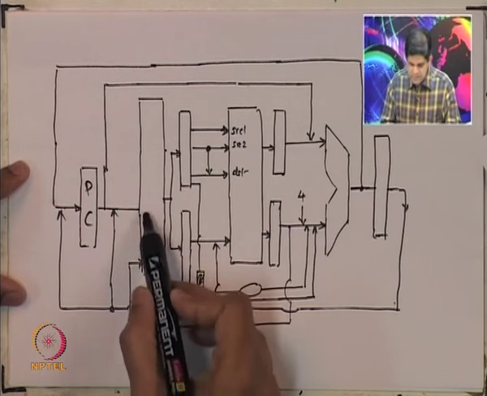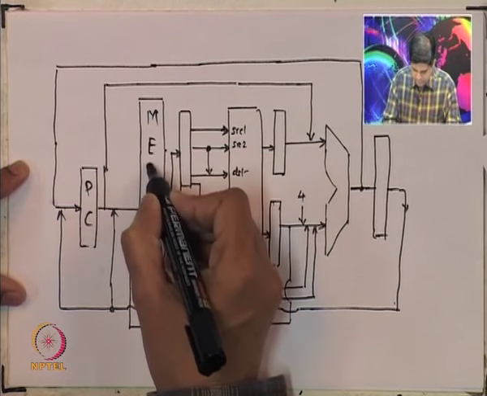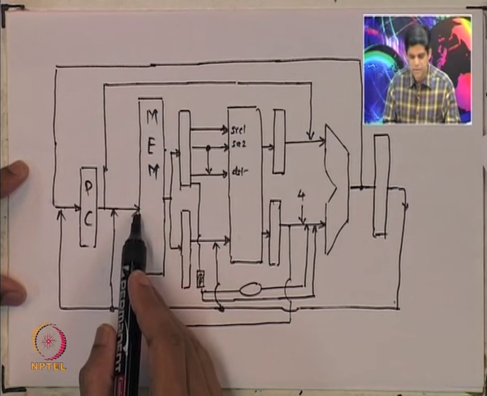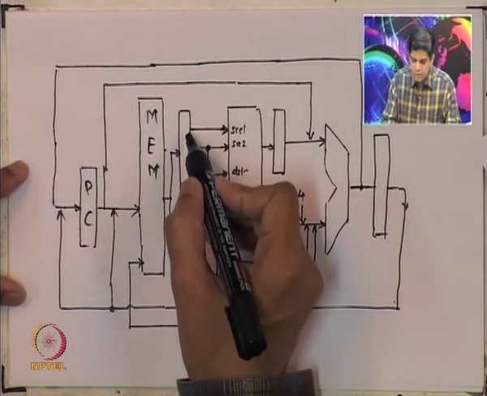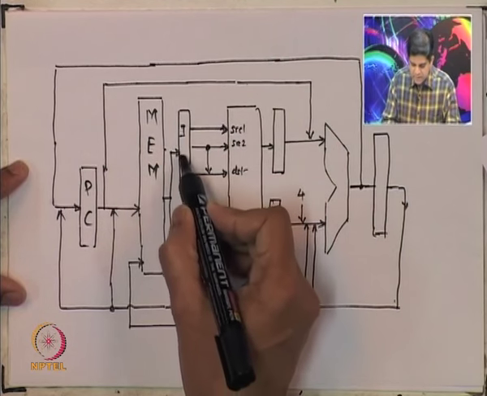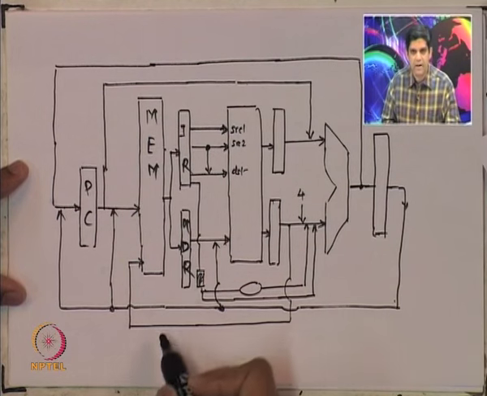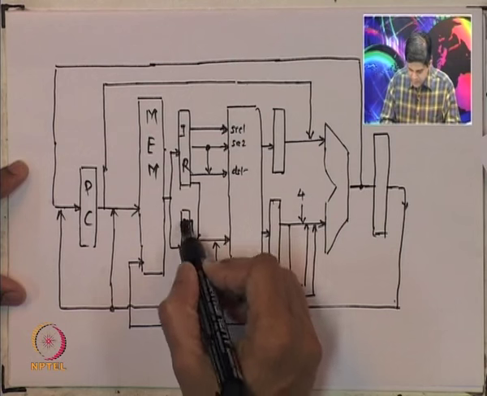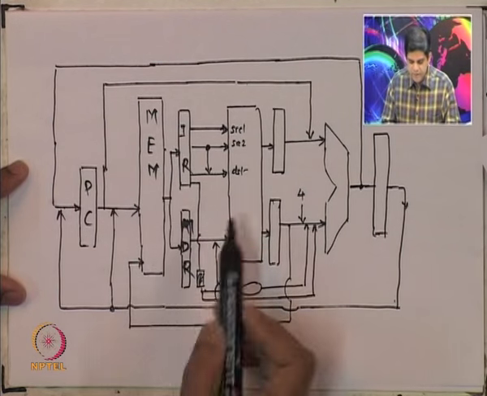So, now this clearly is the memory block, right? And this must be the address input of memory, okay? And this must be the data output of memory, which can go into either the instruction register or the so-called memory data register, MDR. It is not clear here, but read it as memory data register. So, this is the data read from the memory.